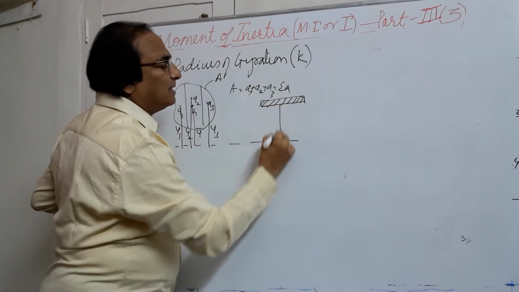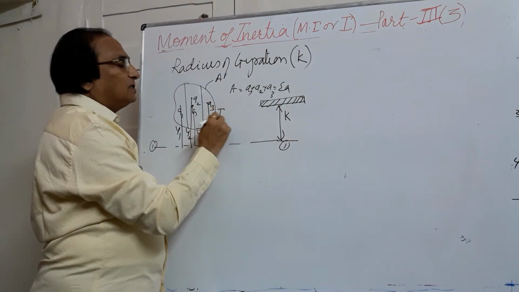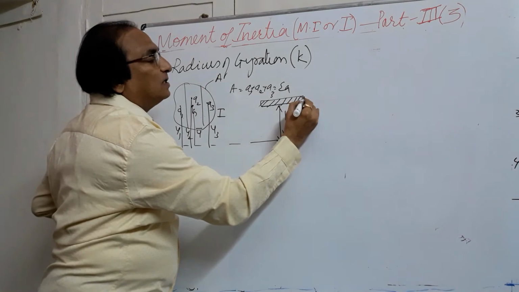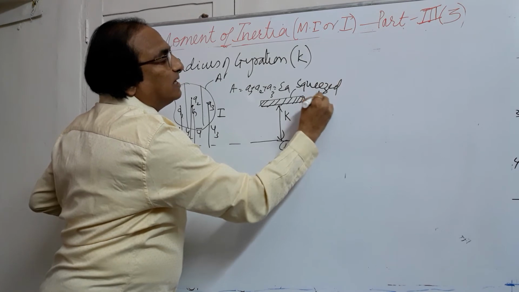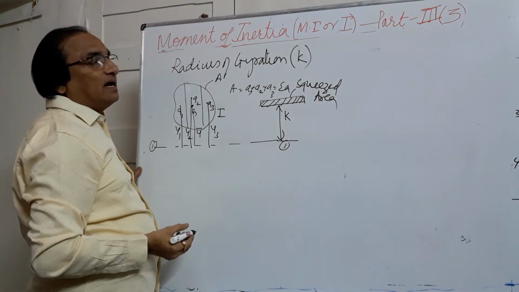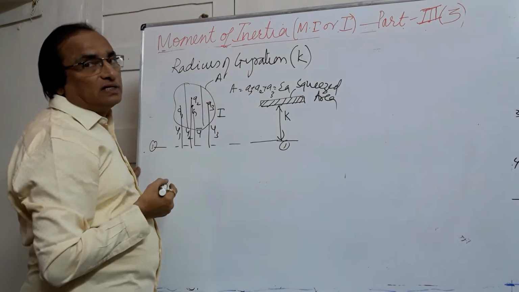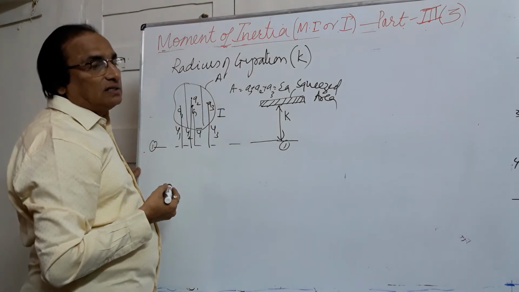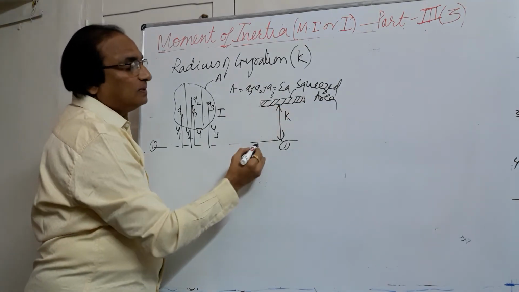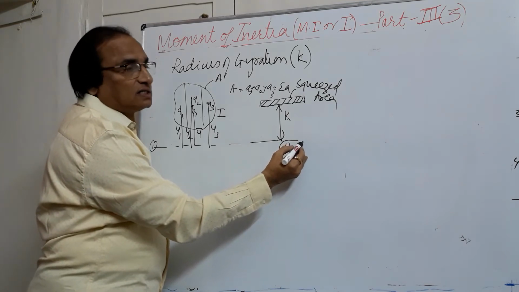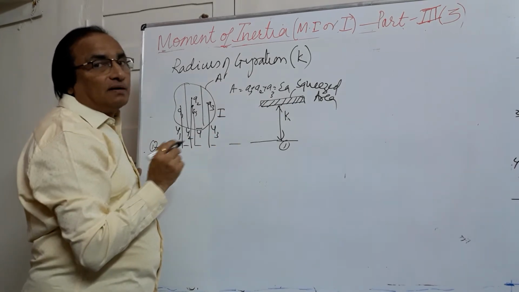And I will keep it at a distance k, such that the moment of inertia of this figure and the moment of inertia of this figure, we call it a squeezed area. Moment of inertia of the squeezed area, we call this distance the radius of gyration. So what is radius of gyration? Radius of gyration is the distance of the squeezed area from the reference axis 1 1, such that the moment of inertia of the given figure and the squeezed figure remain the same.